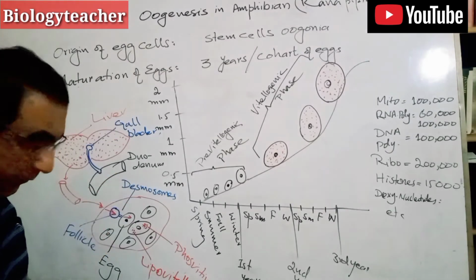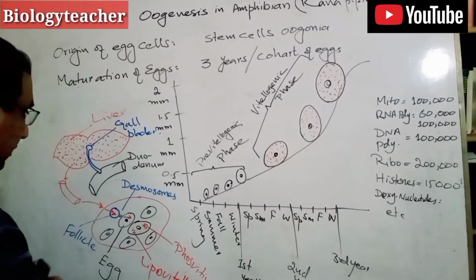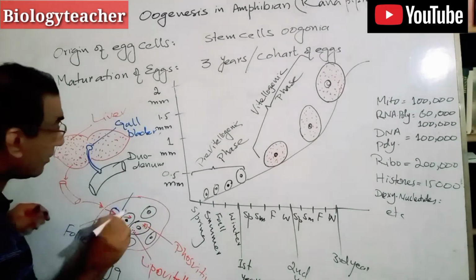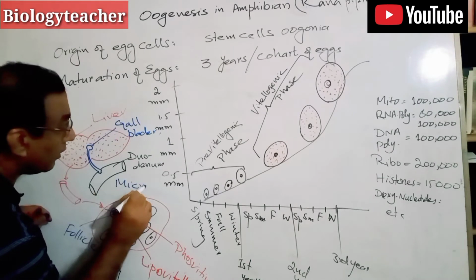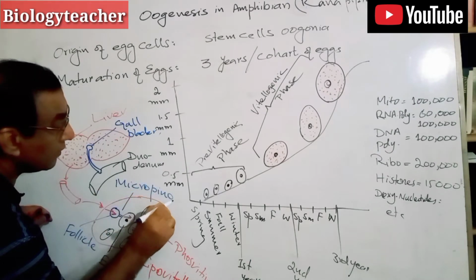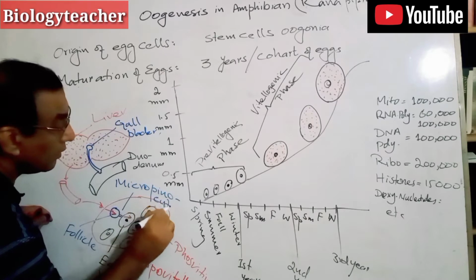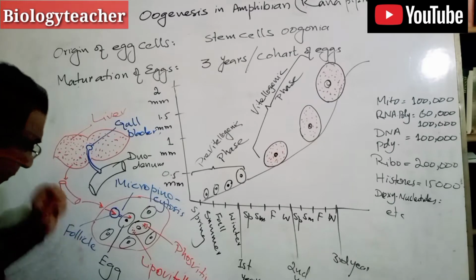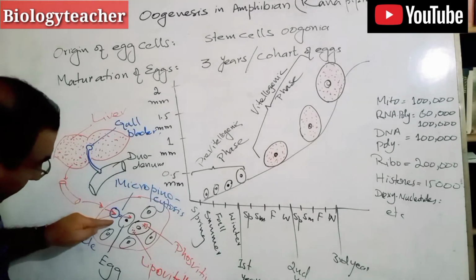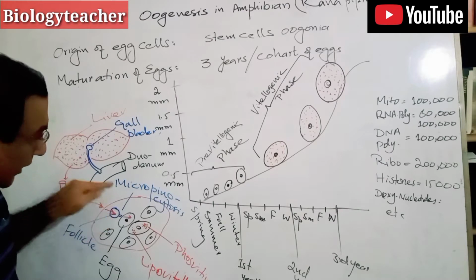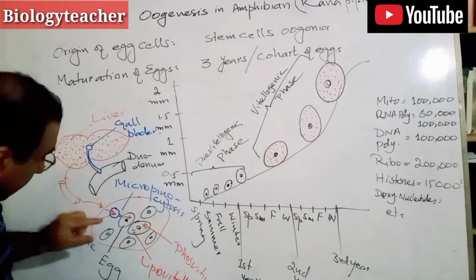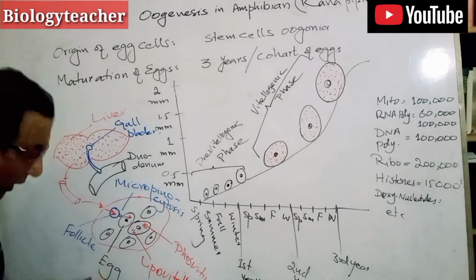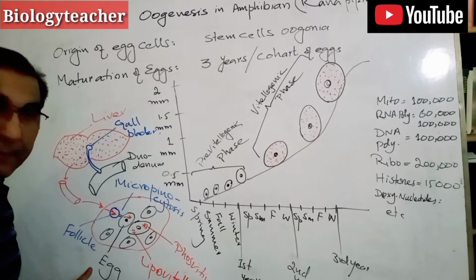The eggs. So this is the process you can see, micropinocytosis, which takes place. And what happens from the follicles through micropinocytosis? The yolk which was transported through the blood vessels reaches into the egg, or the oocyte.